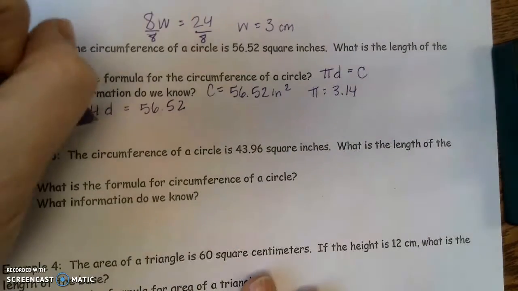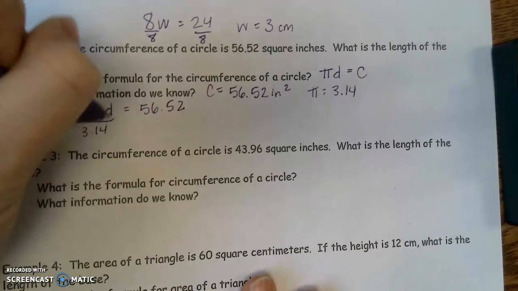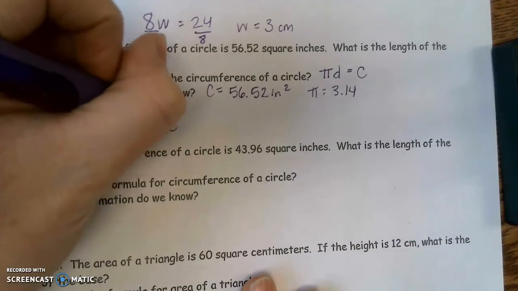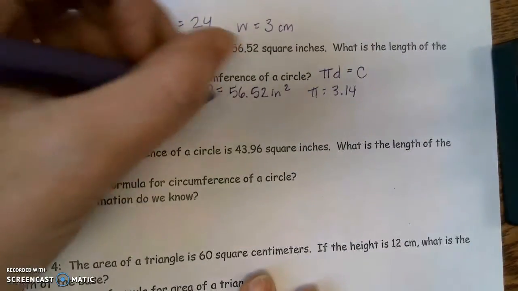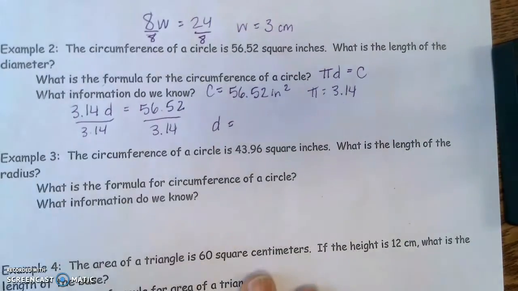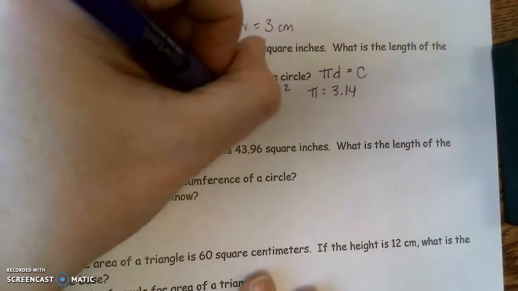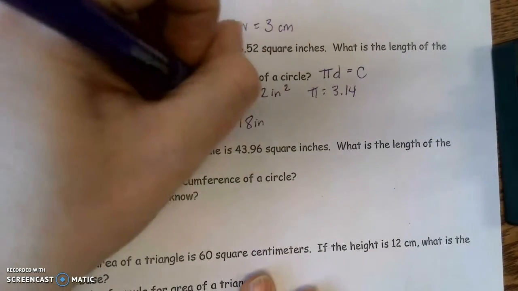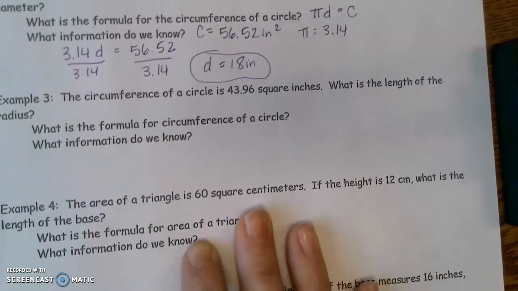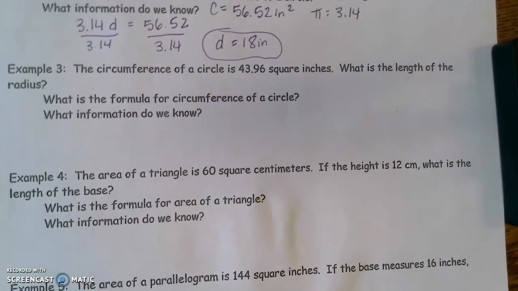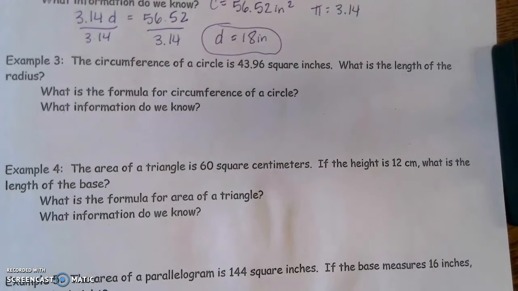Now I'm going to divide both sides and use inverse operations. When I divide the circumference by pi, I am going to get the diameter. The diameter in this case, I'm going to write off to the side, is equal to 18 inches. If we wanted to take it a step further, we could then find the radius by dividing the diameter by 2. Okay, next one. Example 3: the circumference of a circle is 43.96 square inches.